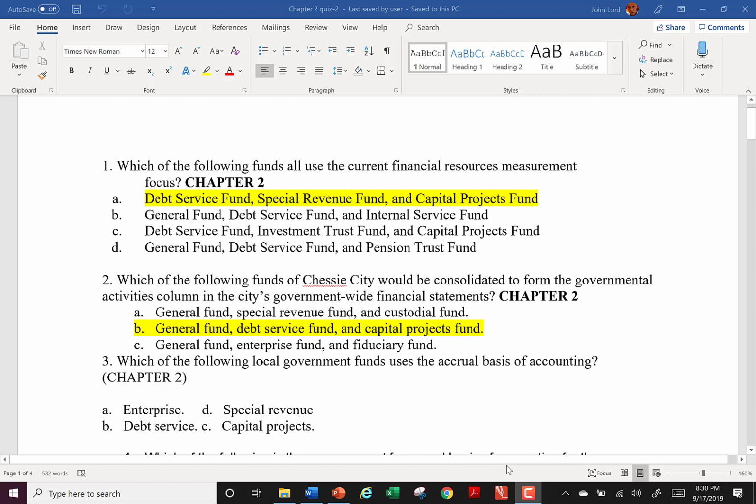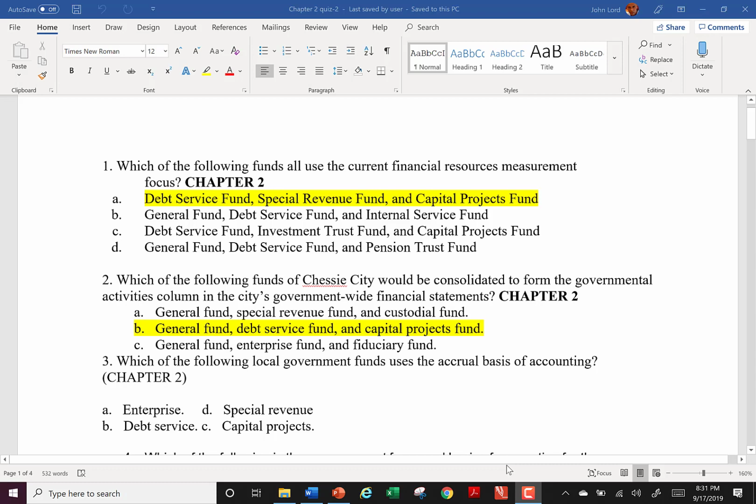You look at B, internal service fund is not a governmental fund, therefore it doesn't use a current financial resource measurement focus, it uses economic resources, right? Choice C, debt service fund, investment trust fund is a fiduciary fund, it therefore uses what? Economic resources. Okay, only the governmental funds use our current financial resource measurement focus. So D is the wrong answer because of what? Because the pension fund is listed there.